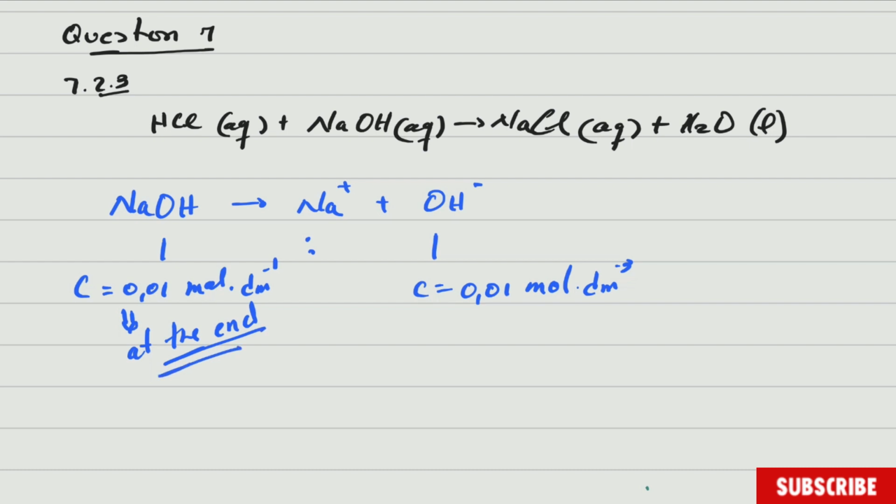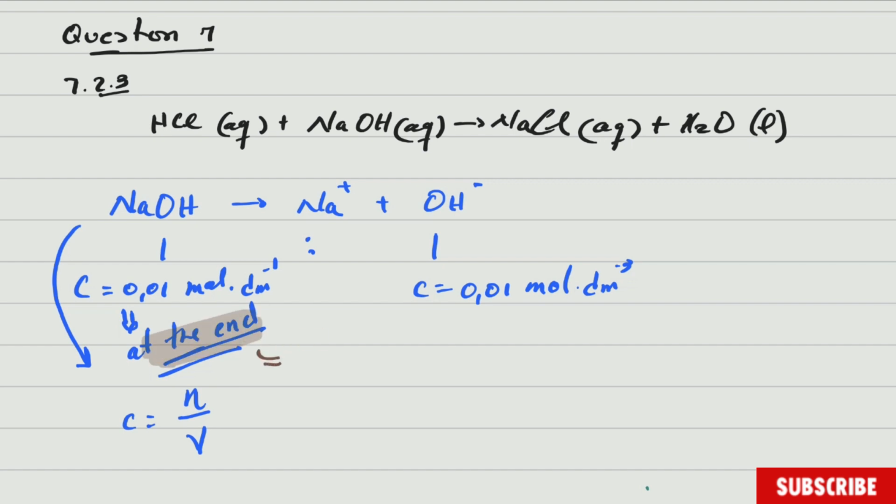Concentration of the sodium hydroxide at the end. Okay, so using this one, we can calculate the number of mole of the sodium hydroxide at the end of the reaction, and this one is equal, let's write the formula, concentration is equal to number of mole divided by volume. Now this one is at the end, so I'm going to highlight here end.